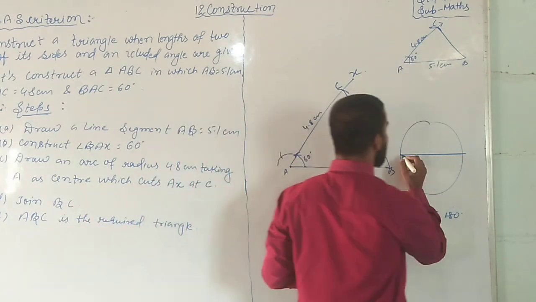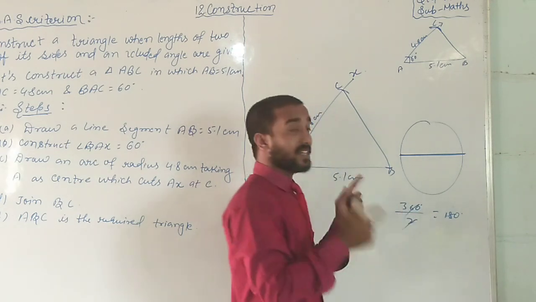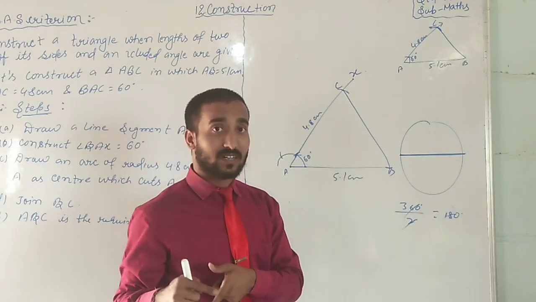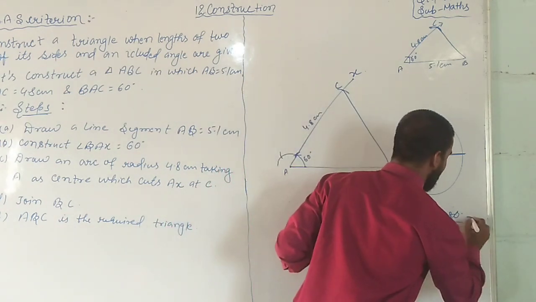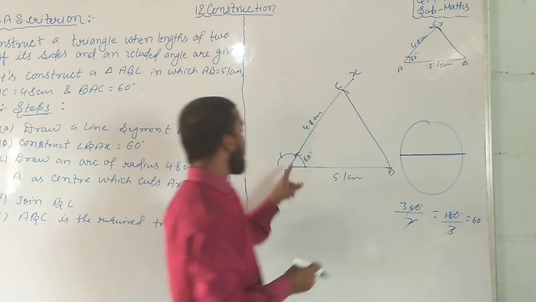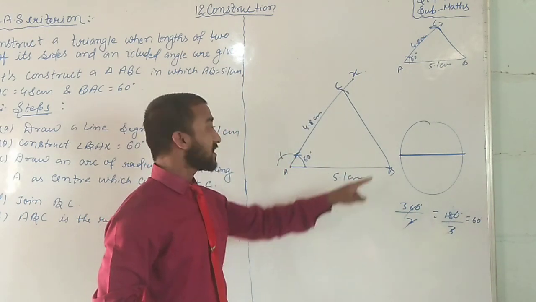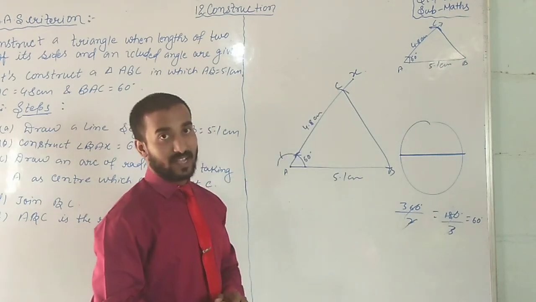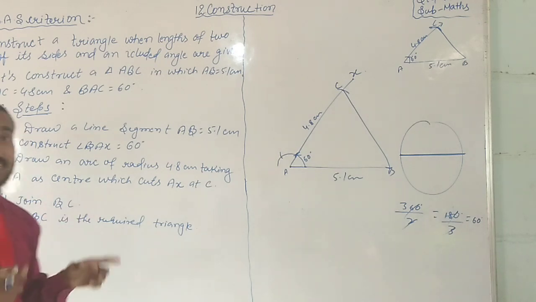When this straight line is divided into 3 equal parts, it will form 60 degrees each. So we can say that this partition is forming a 60 degree angle. Then after it is formed, angle BAX. Okay, students, this is all about how to draw a triangle on the basis of the SAS criterion.